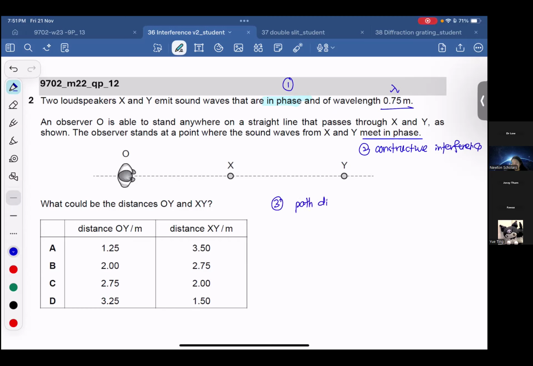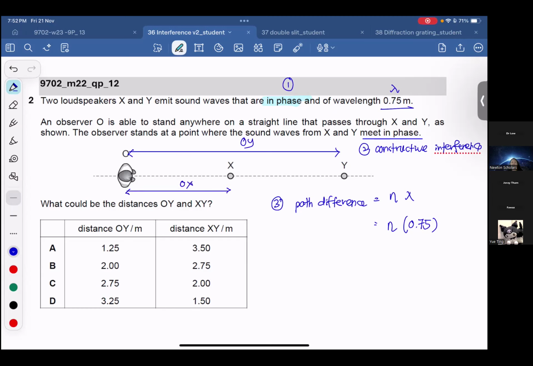Third step, the path difference for constructive interference will be a whole number of wavelengths, so it will be n times 0.75. What is the path difference? This is the distance OY, and this is the distance of the wave OX. Path difference means the extra distance travelled, so we use OY minus OX. Can you see that the difference is here? The extra travel distance is XY. So XY equals n times 0.75, and here you have to find out what your distance XY is.